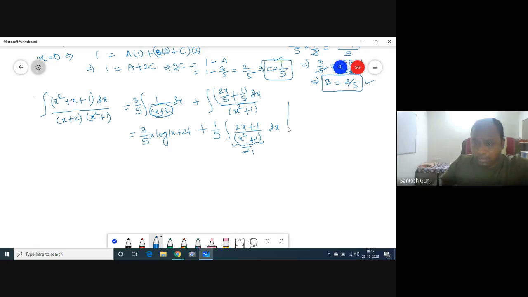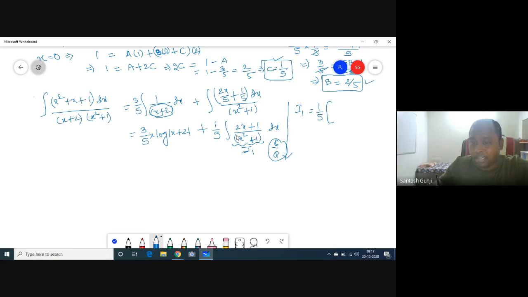So I1 can be solved separately. You have to show it even in the exams. I1 is 1 by 5. Since it is in the form of linear upon quadratic, and we know how to solve the function which is in the form of linear upon quadratic, right?